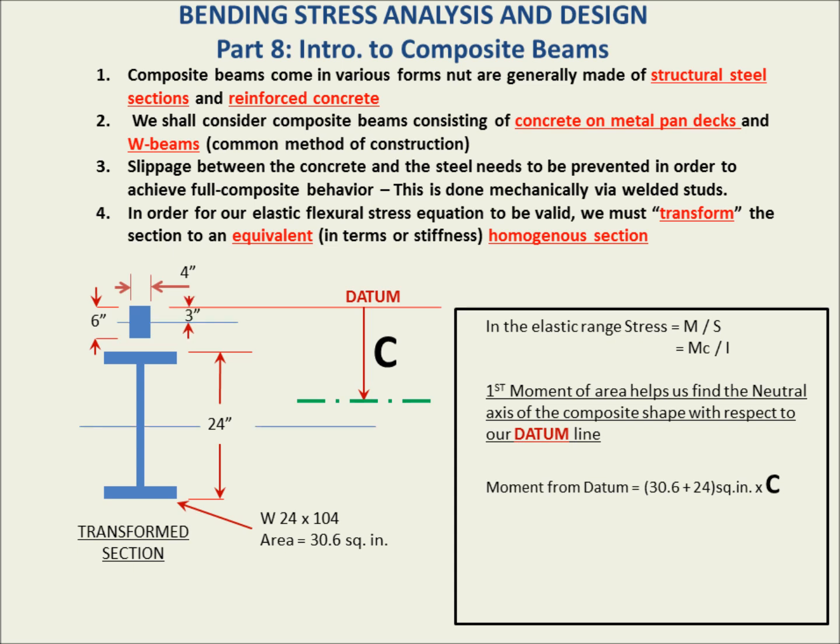So let me go ahead and state that formally. Our first statement is that the moment from the datum is equal to the entire area, that is 30.6 square inches plus 24 square inches, times C, the distance from the datum to the neutral axis. At this point, we don't know that. It's an unknown quantity.